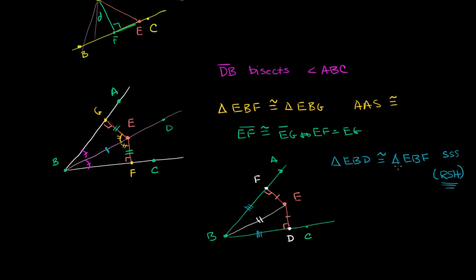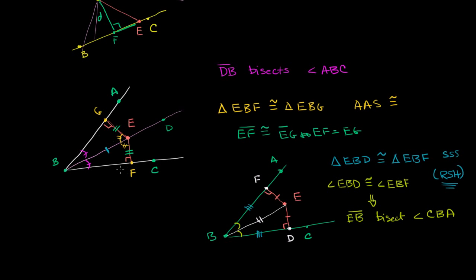Once you know that two triangles are congruent, then their corresponding angles have to be congruent. Angle EBD corresponds to angle EBF. So we know that angle EBD must be congruent to angle EBF. Well, if EBD is congruent to EBF, then that means that segment EB must bisect angle CBA. So we're done.